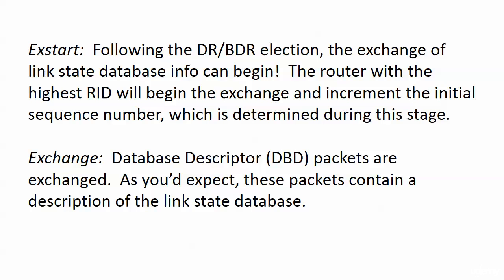Now, if that's agreeable to the original sending router, we have something called a DR-BDR election. We have to choose a designated router and a backup designated router. Once that election occurs, the exchange of link state database info can finally begin. And the router with the highest OSPF router ID, the RID, will begin the exchange and increment the initial sequence number. We talked about that earlier, and that is determined during the stage. With the exchange, we saw something referring to a DBD. That's a database descriptor packet, and as you would expect, these packets contain a description of the link state database.